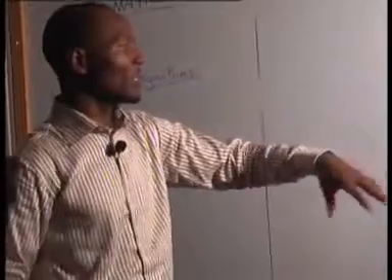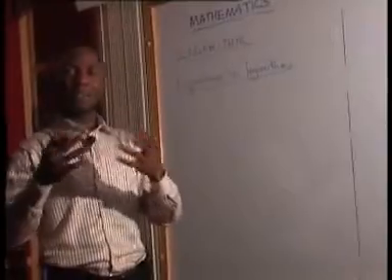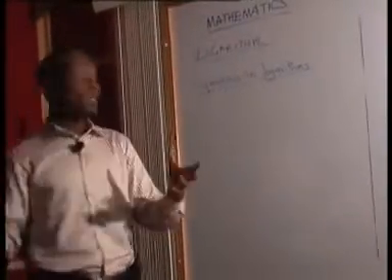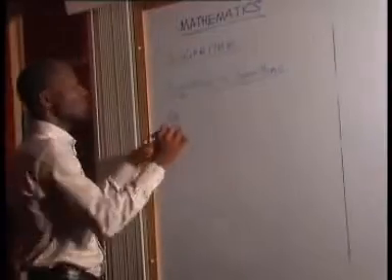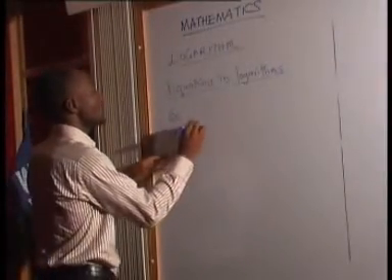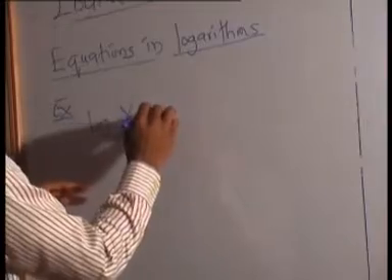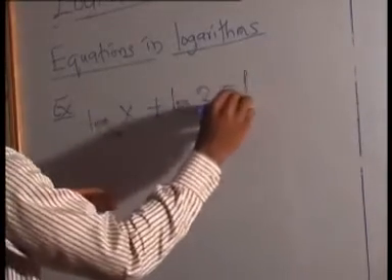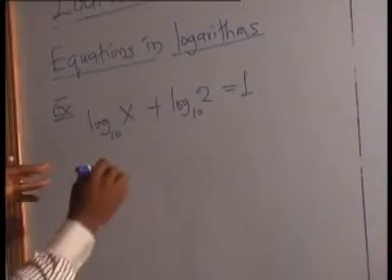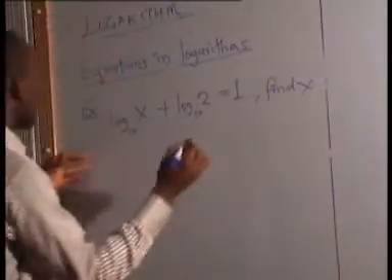So the final stage involves equations in logarithm. How we can solve equations in logarithm: equations that can be linear, can be quadratic, can be simultaneous, it can be anyhow. So we'll pick a very fast example. For example, assuming you have log x to base 10 plus log 2 to base 10 to give us 1. We are told to find x. Quickly we do this.